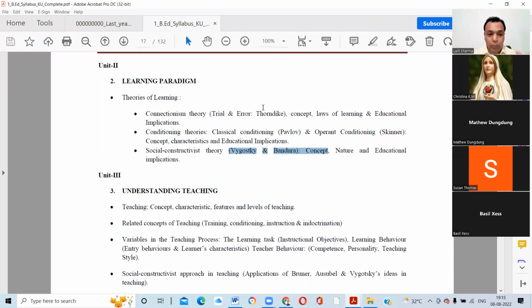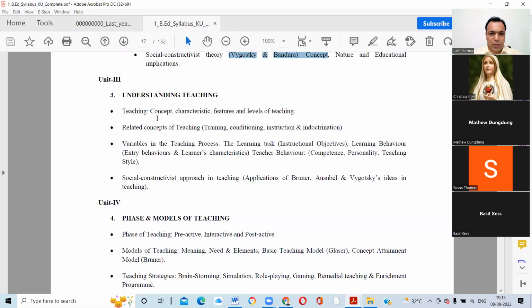Okay, but we have to do some part from the 3rd unit and 4th unit, guys. In the 3rd unit, what you have to do is the first part. Just see it. It is very simple. You have to do teaching, characteristics, features, and levels. There are 3 levels: memory, understanding, and reflective. Done. And second, do the related concepts: training, conditioning, instruction, and indoctrination. Okay, it is a simple one, right? You can do it.